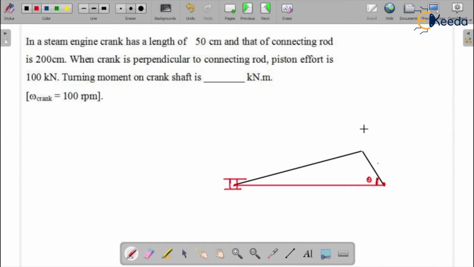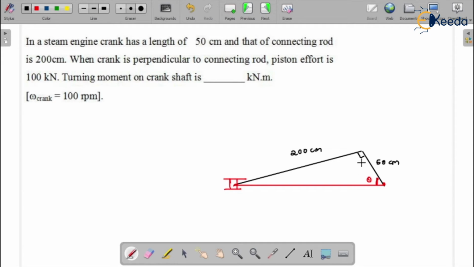In the question, the crank length is given, that is 50 centimeter. Okay, so I'm just writing here that is 50 centimeter, and the length of the connecting rod is given, that is 200 centimeter. When the crank is perpendicular to the connecting rod, see here, don't apply this angle as 90 degree unless and until it is mentioned. Okay, so if in the question it is mentioned that maximum area of the triangle, that means this angle is 90 degree. Otherwise, he will give you directly like that when the crank is perpendicular to the connecting rod.